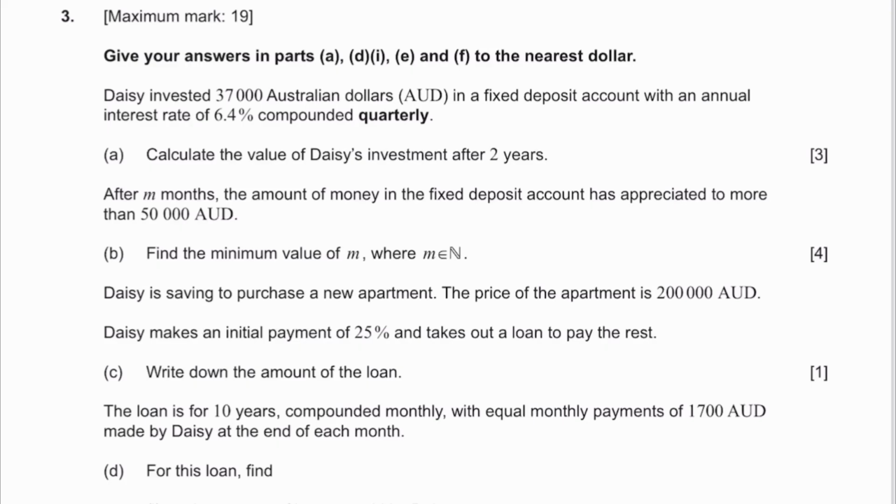In this video, we're going to go over the financial math question from paper 2, May 2021. This is for the Applications and Interpretation Standard SL course. So it says, give your answers in parts A, D1, E, and F to the nearest dollar.